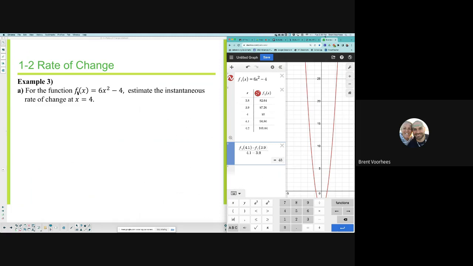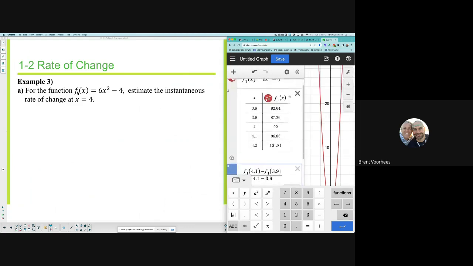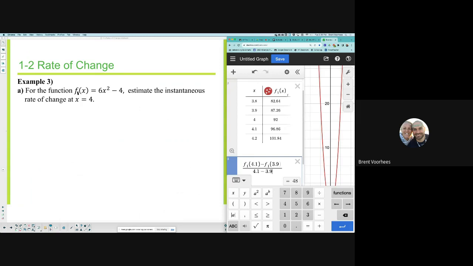I'm sorry, this is small. Let me try to get a little bit bigger. There we go. When you type that in, press enter, see if it gives you 48. Yes. You getting 48?